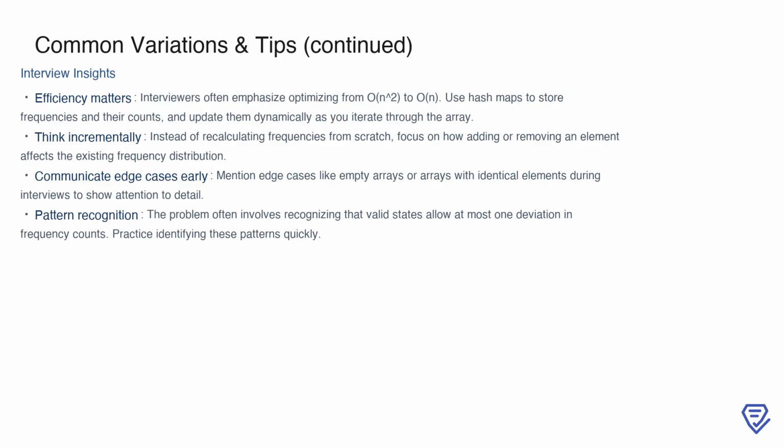Interviewers also value candidates who demonstrate attention to detail, so proactively mentioning edge cases, such as empty arrays or arrays with identical values, can make a strong impression. Another important skill is recognizing patterns in the problem. Specifically, you need to understand that valid states allow at most one deviation in frequency counts. Developing the ability to quickly identify and articulate these patterns during the interview can set you apart from other candidates.